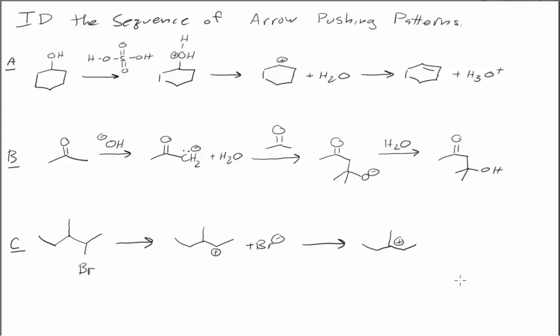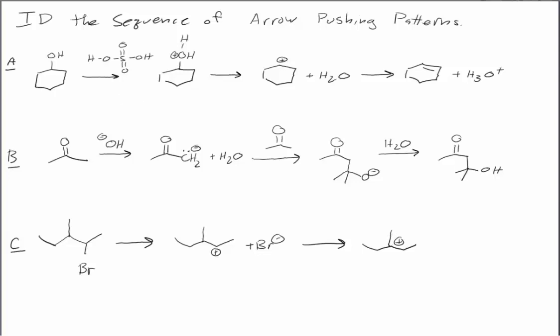So we're going to have to learn how to A, draw these mechanisms, and B, make sure that we have the proper arrow pushing patterns within these mechanisms. So here, similar to Skill Builder 6.4, we're going to identify a sequence of arrow pushing patterns, and I've left off the arrows on my drawings here. We'll also practice adding arrows as we look for changes between the reactant and the product.